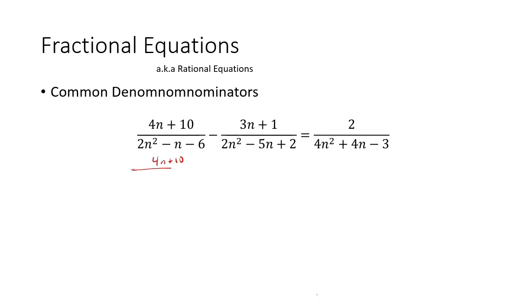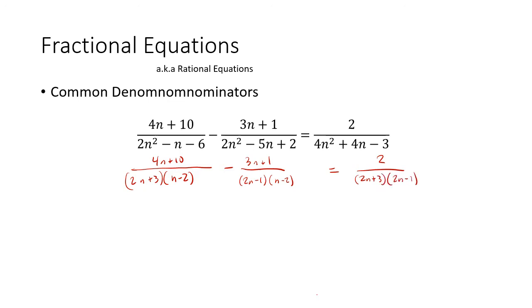You could factor 2. The bottom of this one, the denominator, is 2n plus 3 times n minus 2. Okay, minus 3n plus 1 divided by, and then this one factors to 2n minus 1 times n minus 2. And then this one is 2 divided by, and this factors to 2n plus 3 times 2n minus 1.